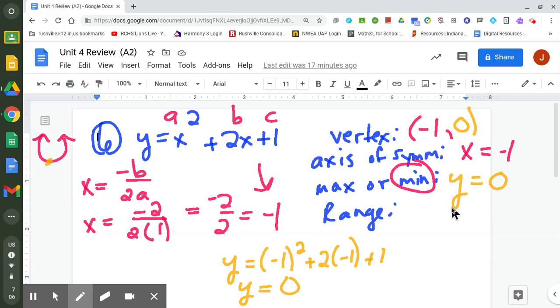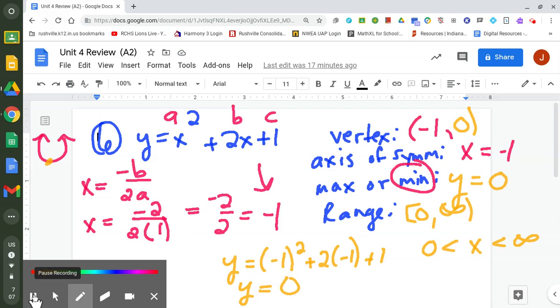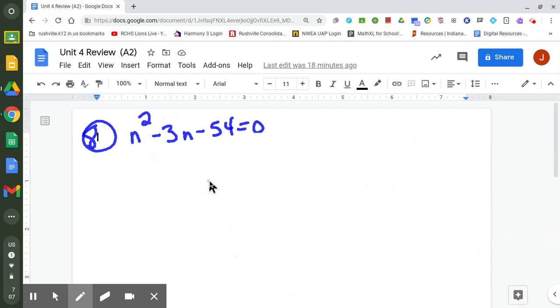So y equals 0. And then the range is always the lowest y, which now I know the lowest y is 0. To the highest y would be positive infinity. And again, in MathXL, it might look like 0 is less than x is less than positive infinity. I skipped number 7 because it's very much like number 6. You can use Desmos to find everything.